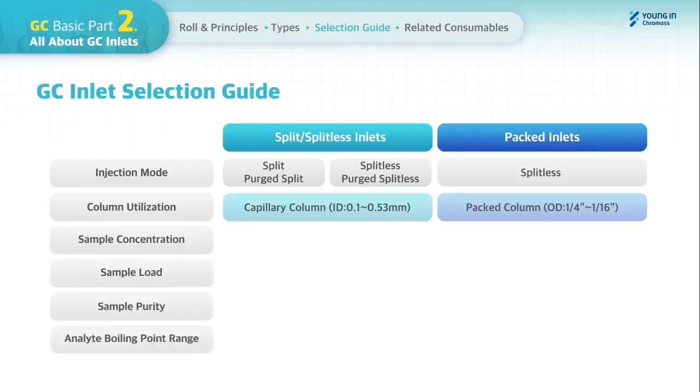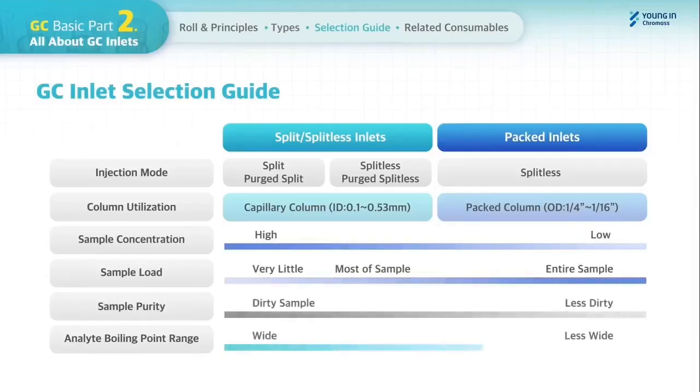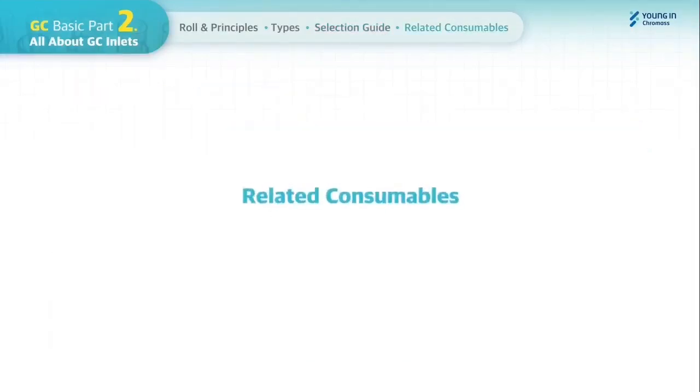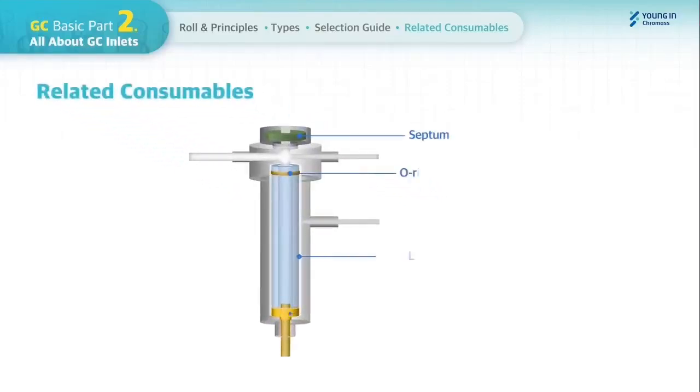Depending on the sample concentration, purity, and boiling point range of analyte, you can choose the right inlet, which can optimize your analysis results. Also, there are certain consumables related to GC inlets that can affect the GC results. And we'll talk about more details of each part.